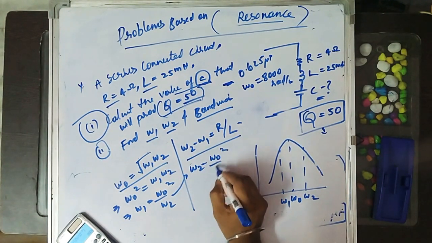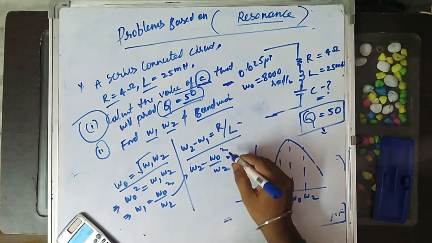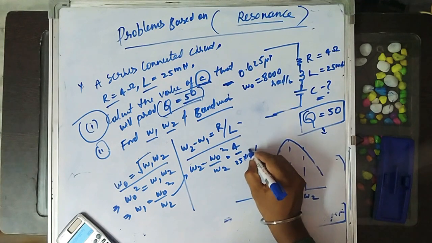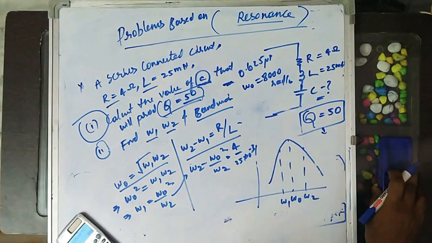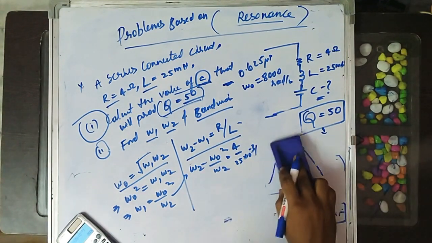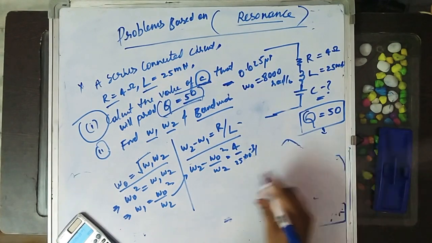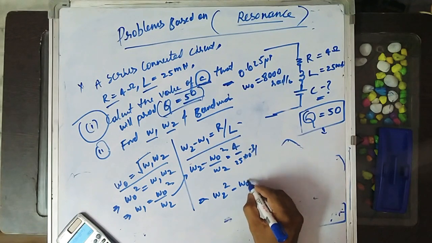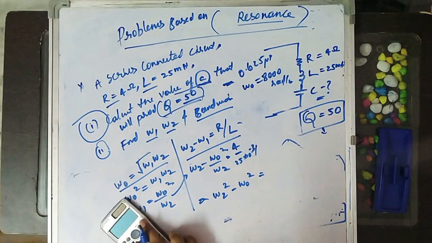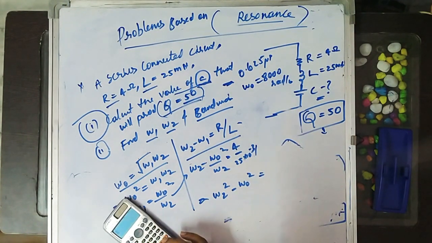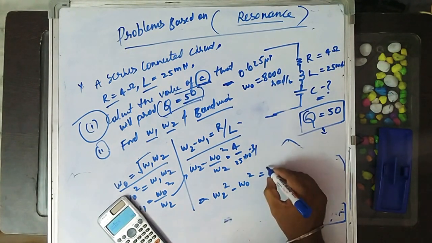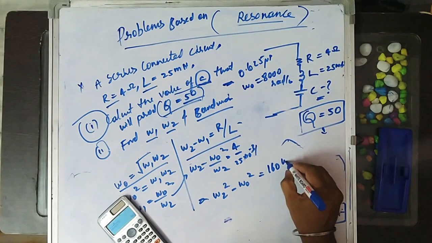Omega naught square by omega 2. So R is 4, L is 25 into 10 power minus 3. Substituting, take this omega 2 square, that square. Omega 2 square minus omega naught square equal to 4 division of 25 into 10 power minus 3. You are getting 160 into omega 2.